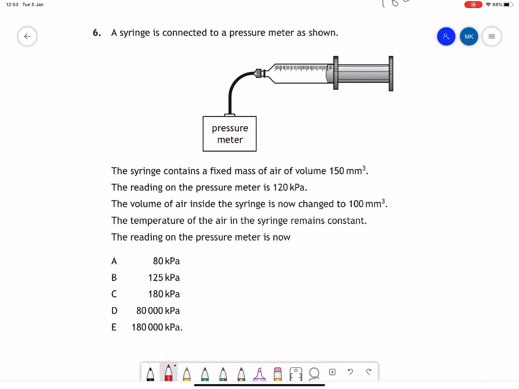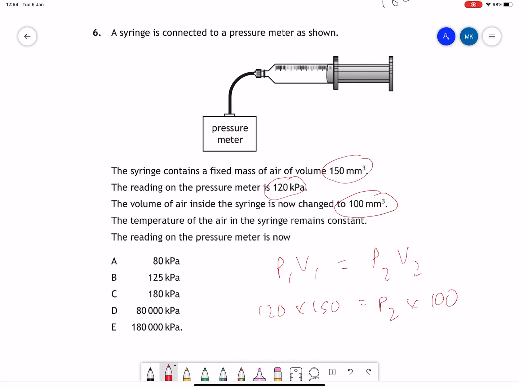Right, number 6, a syringe. You've got 2 volumes in here. You've got a starting volume and a starting pressure, 150 and 120. And you've got the final volume, which is 100. So the relationship between pressure and volume is P1 V1 equals P2 V2. Pressure 1 is 120. Volume 1 is 150. Pressure 2 is the thing you're trying to find out, and volume 2 is 100.